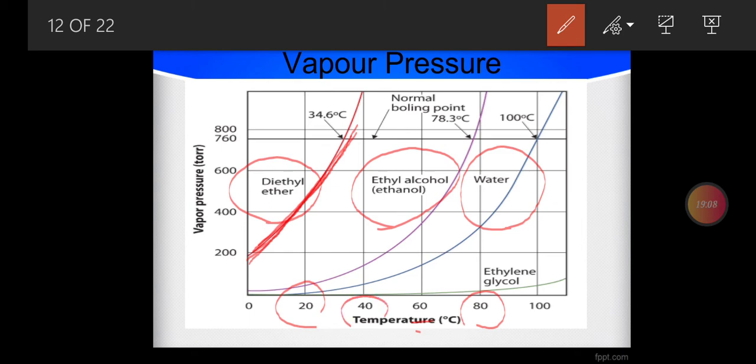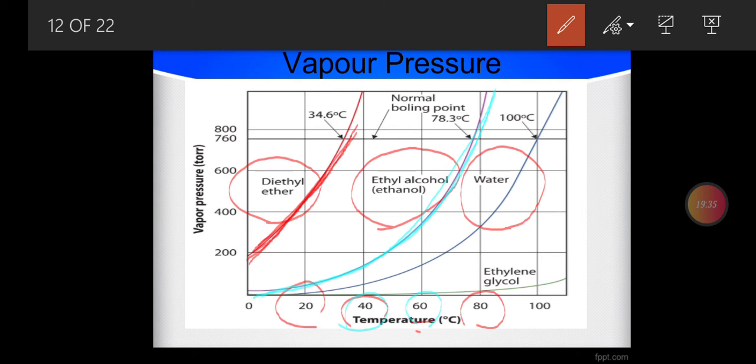Whereas if we see ethyl alcohol, it is slightly more polar as compared to diethyl ether. So see the curve, let me illustrate the curve for this in blue color. I am indicating the blue color curve for ethyl alcohol. See at 40 degrees the vapors are still less than diethyl ether at 60.